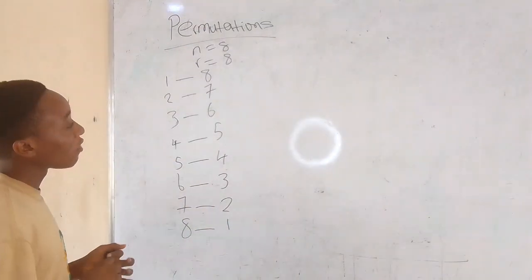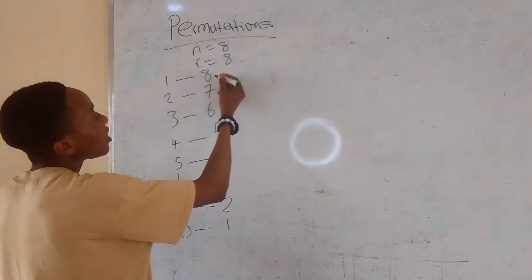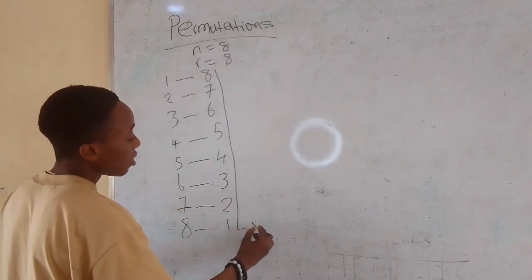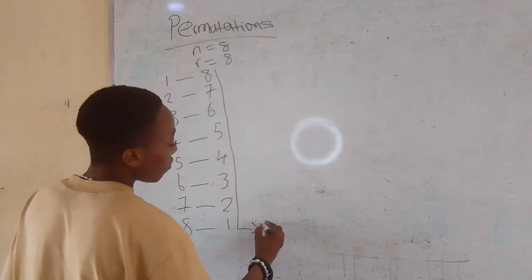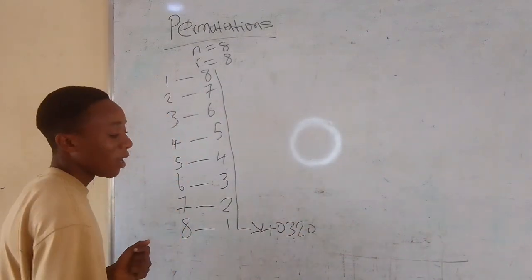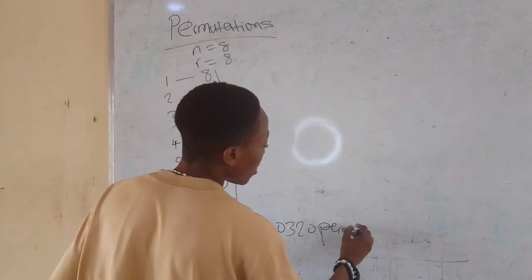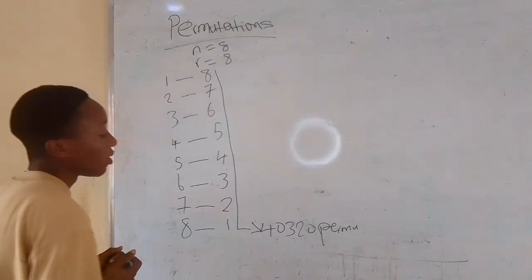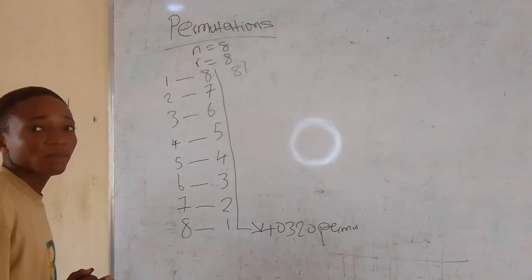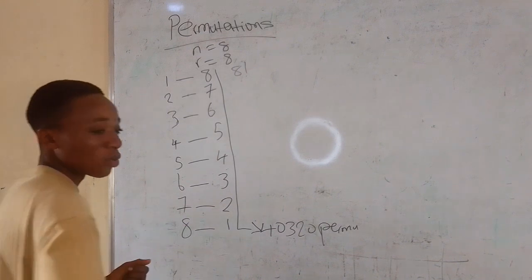So now this is where your factorial comes in. This is just like 8 factorial. By the time you multiply it, you will get 40320. And this is your permutation. This is the answer. So this is just 8 factorial. And we could also use the formula to find this.